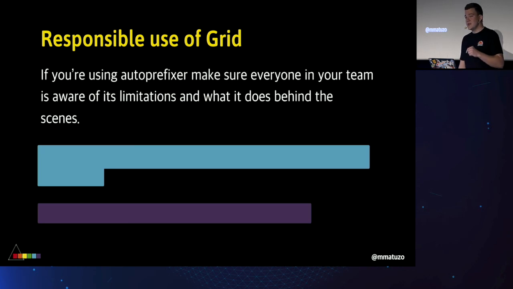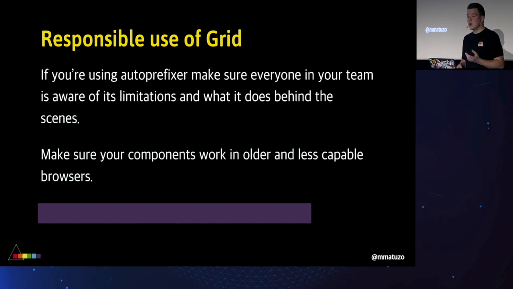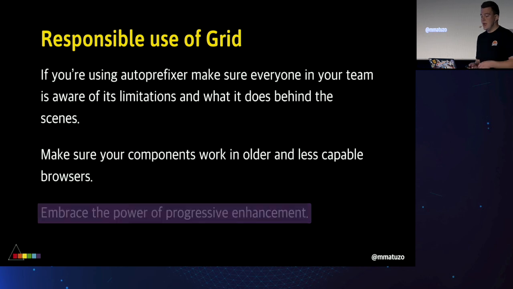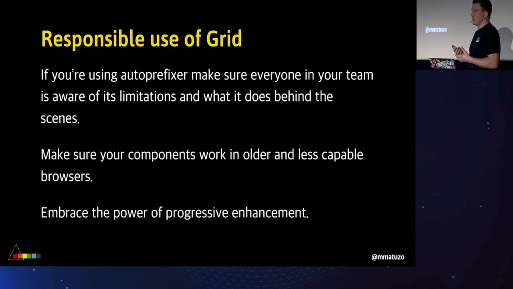If you're using Autoprefixer, make sure that everybody on the team knows what's happening and why it's happening. Comment everything, link to issues and to GitHub repos and so on. Make sure that your components work in older browsers and less capable browsers, and embrace the power of progressive enhancement. Don't force stuff on browsers that they don't support.